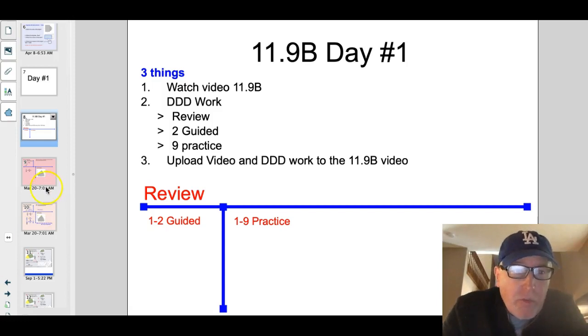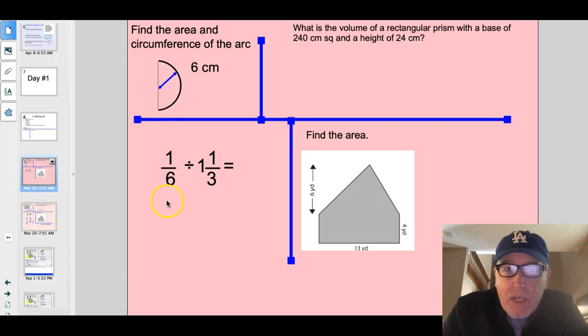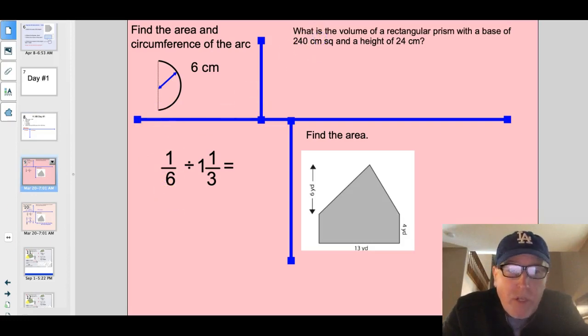So let's go ahead and take a look at the review today. 4 problems. Take 5 minutes and see how many of these problems here you can solve. I'll go ahead and pause the video and let you work on that. I better make this 6 centimeters right here. I'll just move that down so you know that that's actually the radius.